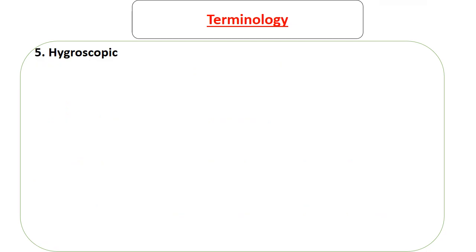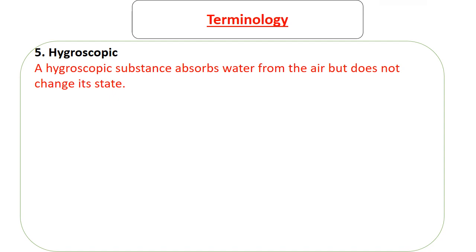We have got, I think this is the last term. Yes, it is the last term. It's hygroscopic. So what does it mean? A hygroscopic substance absorbs water from the air but does not change its state. The difference between deliquescence and hygroscopic is that in deliquescence the state changes, but in hygroscopic, it absorbs but its state does not change. What do I refer to by state? I'm talking about being a solid, liquid, gas. So in hygroscopic, a substance will be able to absorb water, but its state won't change.